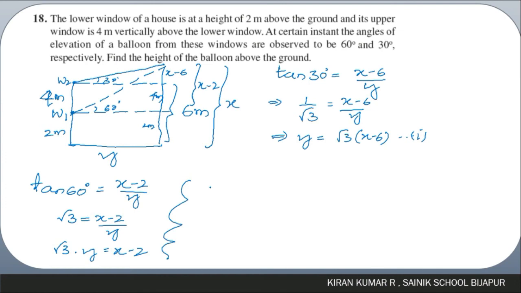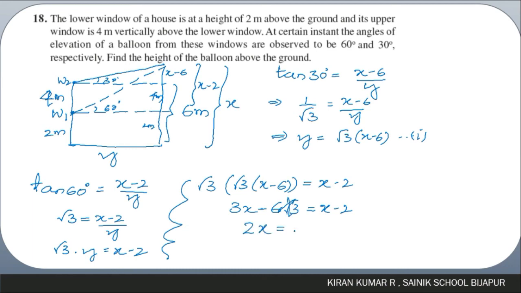Let us substitute the value of Y. We get root 3 multiplied to root 3 times (X minus 6) equal to X minus 2. Root 3 into root 3 is 3. 3 multiplied to X is 3X minus 6 root 3, which is equal to X minus 2. Root 3, when multiplied, we have got 6 root 3. Sorry, it is not 6 root 3, it becomes 6 times 3. So we get 2X equal to 18 minus 2. So X value is 8 meters. So the balloon is at 8 meters above the ground.